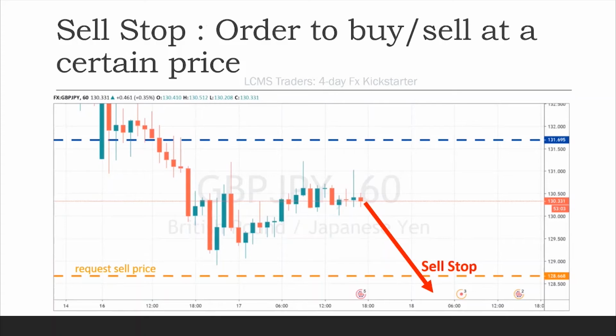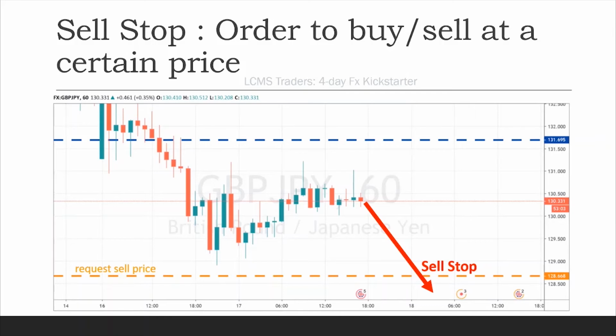Okay, again, in this scenario, if your sell stop is at 128.66, what it means is you're looking at price being at 130.33 for it to drop past 128.66. If it goes past that point, you believe that it's going to keep going a lot lower. So you want to enter that trade at 128.66. This is not the reverse, this is the continuation down.